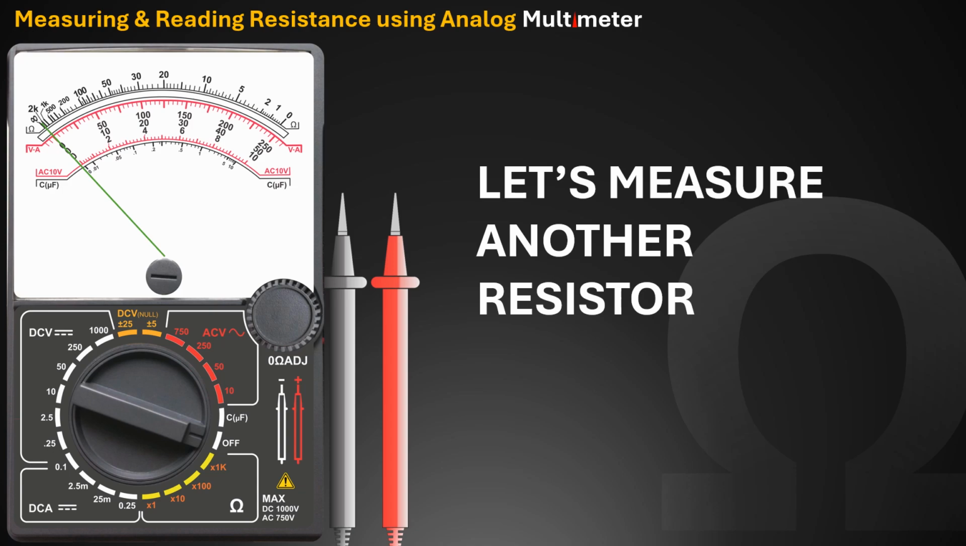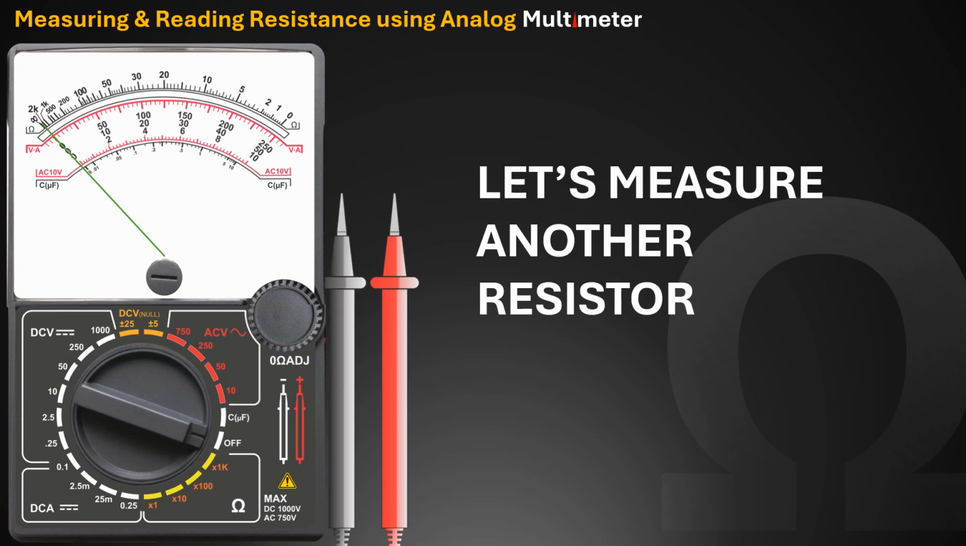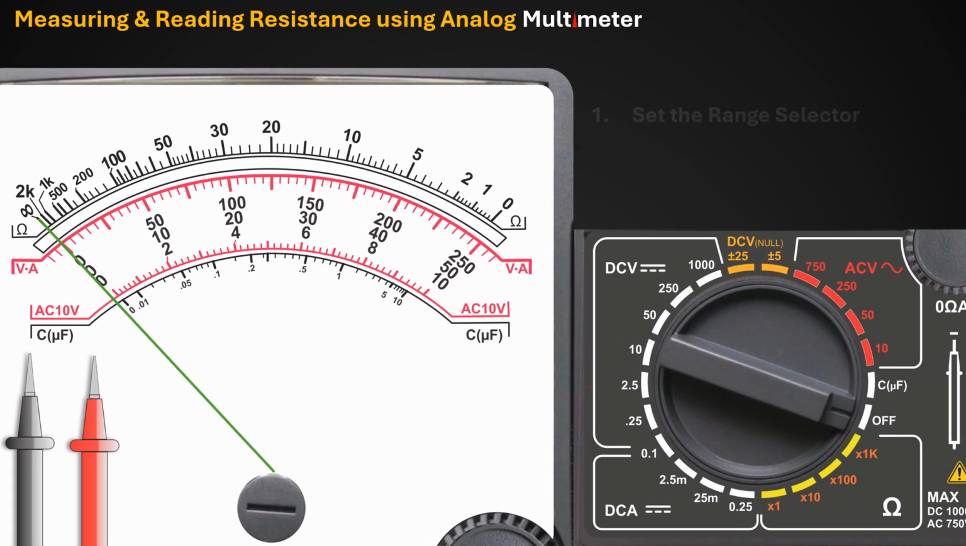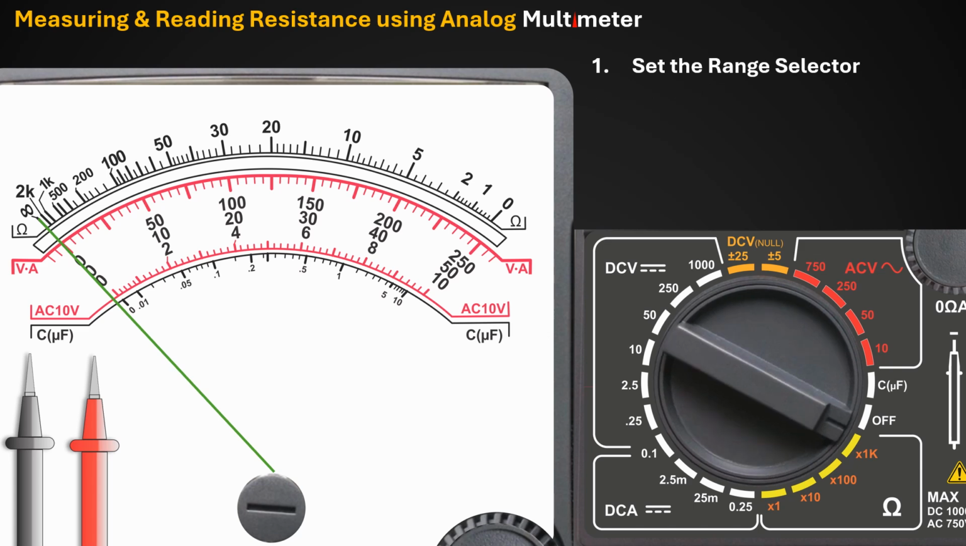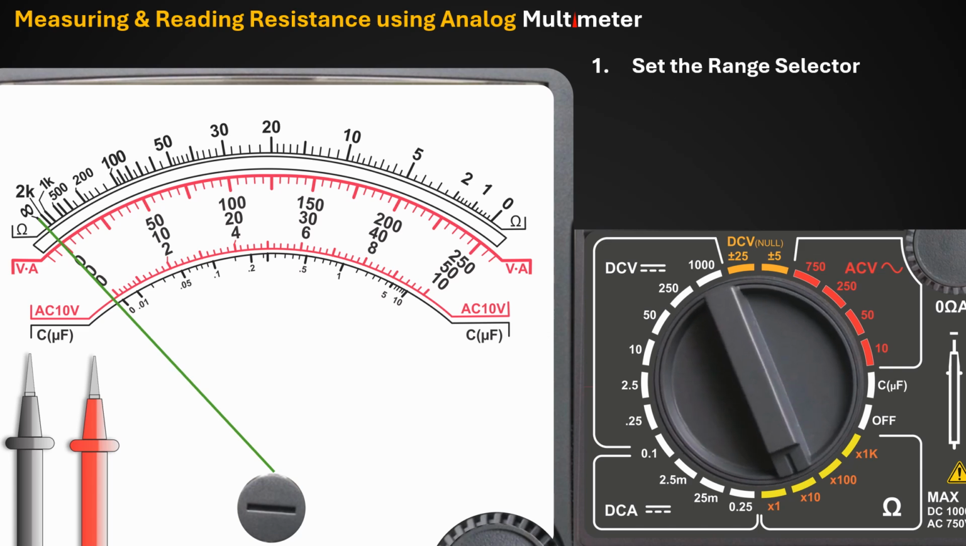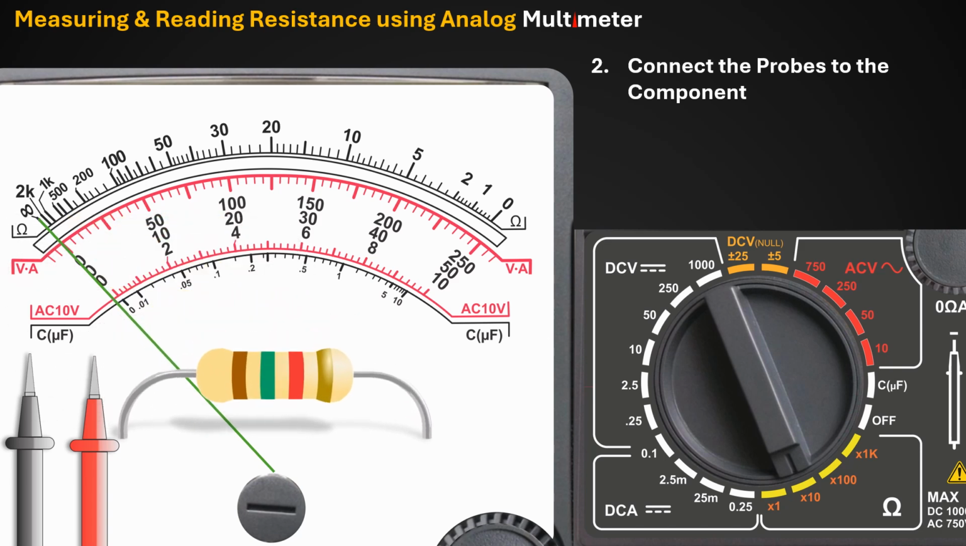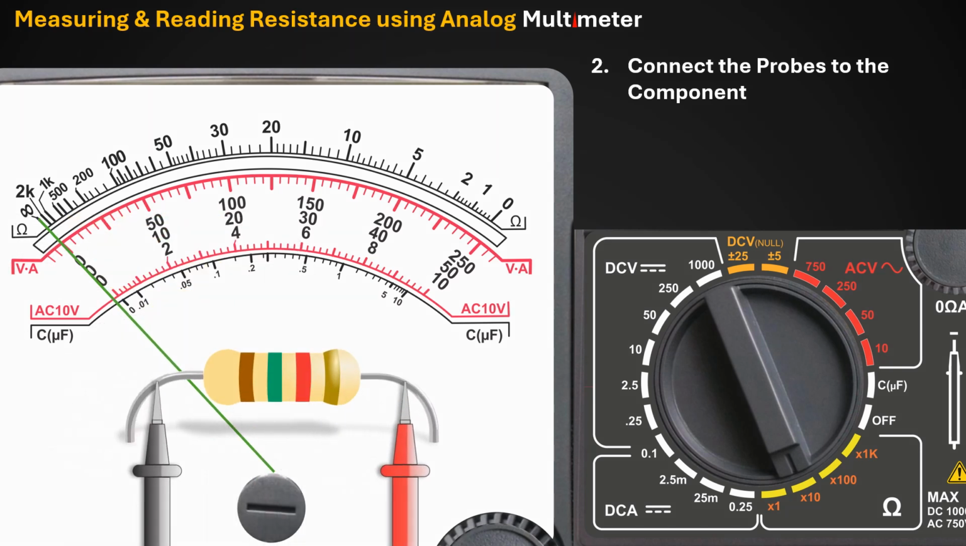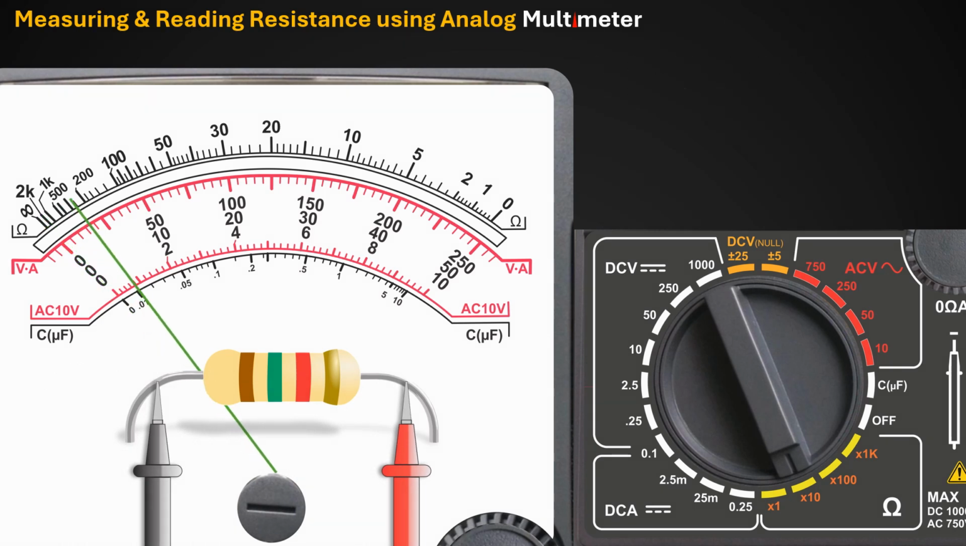Alright, let's measure the resistance of another resistor. The first thing we need to do is set the range selector on our multimeter. For this example, let's set it to times 10. Next, we're going to connect the probes to the resistor. One probe goes on each end of the resistor, just like we've done before. Now, take a look at where the needle points on the scale. If you see the needle pointing too far to the left, that's a sign that the resistance is really high.